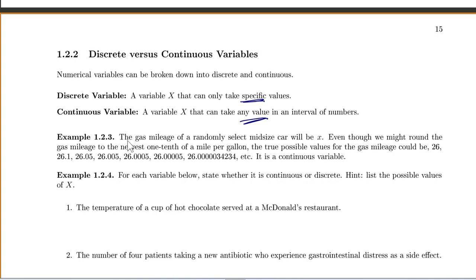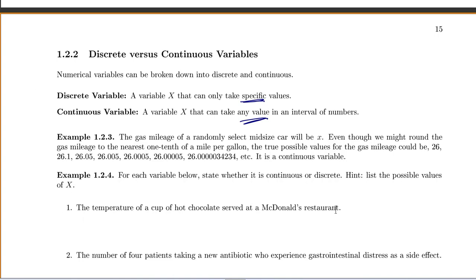So for example, the gas mileage of a randomly selected mid-sized car will be X. Even though we might round the gas mileage to the nearest 1/10 of a mile per gallon to actually write it down, the true possible values for the gas mileage could be like 26 or 26.1, 26.05, 26.005, etc. You can see it can be any possible number in this interval, and that's what makes it continuous. So in this example, let's state whether each one is going to be continuous or discrete. Sometimes it helps if we list all of the possible values of X.